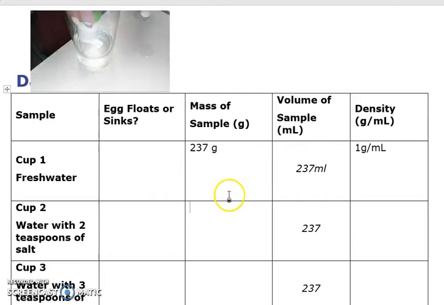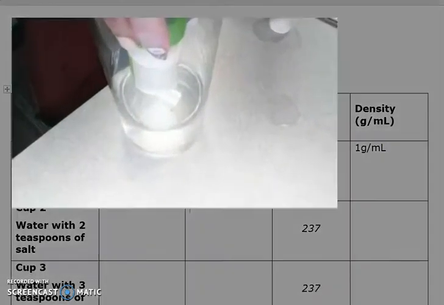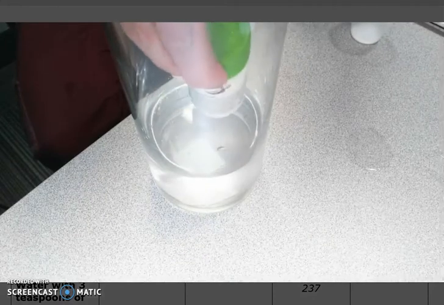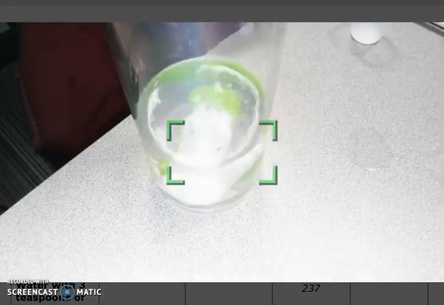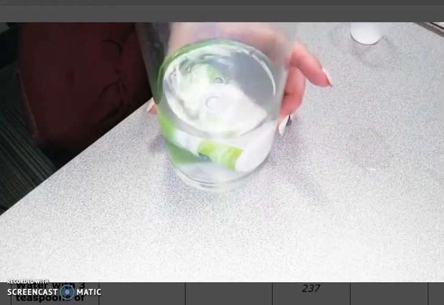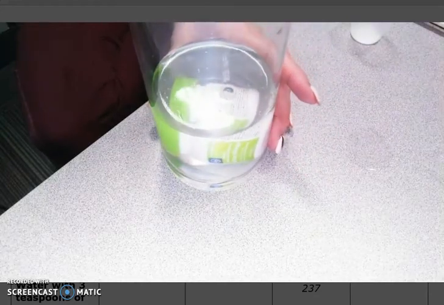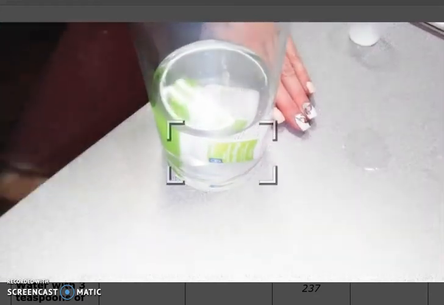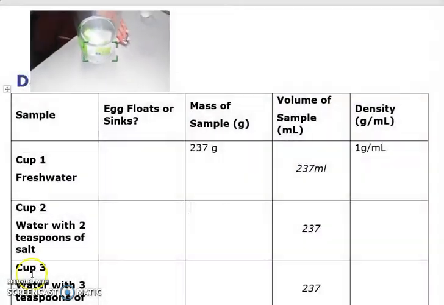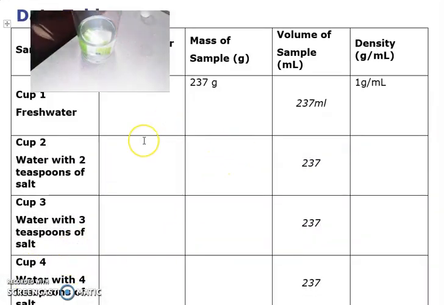Then we're going to check to see if our egg, I know mine's not exactly an egg, is going to float or sink. And what I want you to note is that mine sunk pretty fast to the bottom of the container. So I would write on this particular data table, I would record that it sinks here, okay?